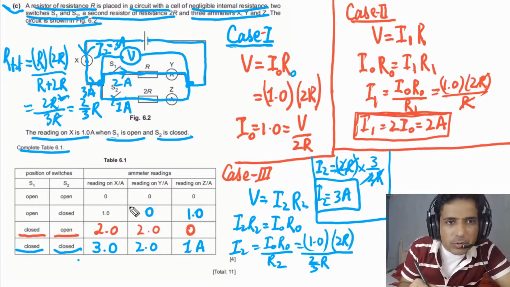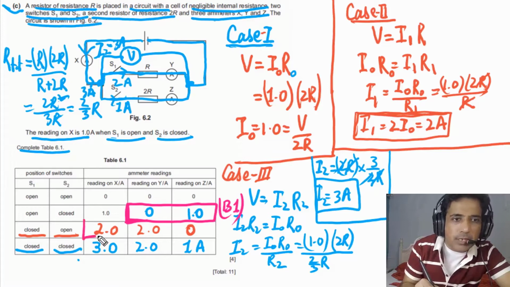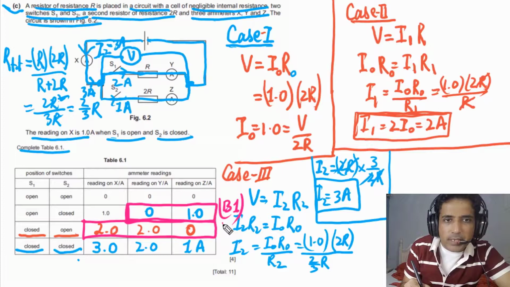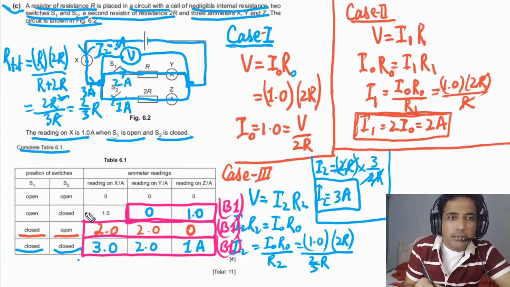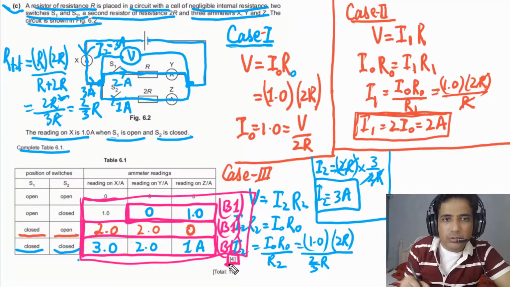Let me explain to you how marks will be awarded for this question. You will get 1 B mark if you have written these 2 values and these 2 values are correct. And second B mark you will get if you got all these 3 values correct. And third B mark you will get if you got all these values correct. And the fourth mark you will get if all these values are correct. Then you will get 4 marks. And this question has total 4 marks.